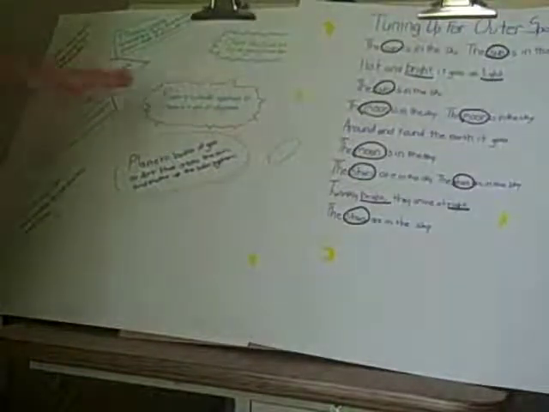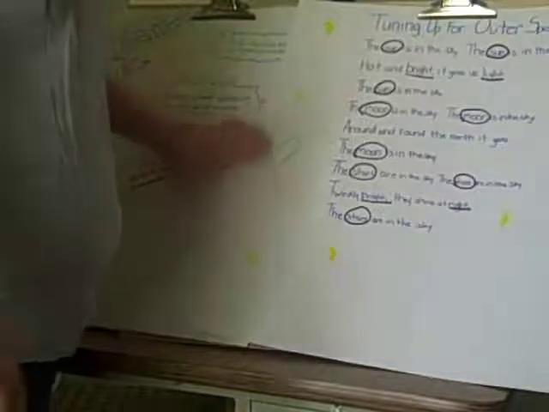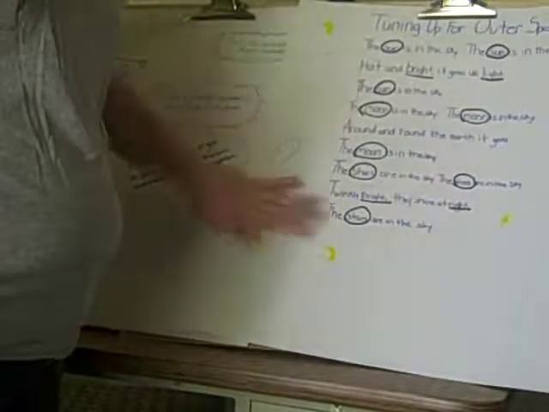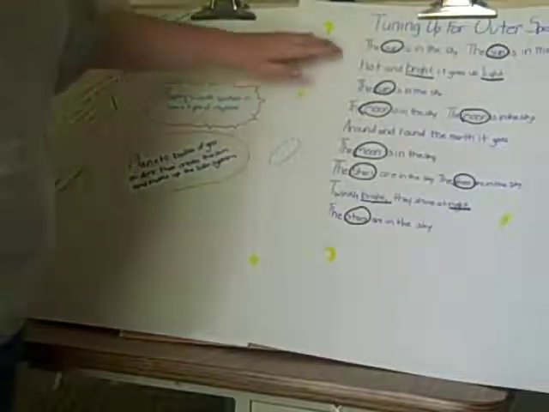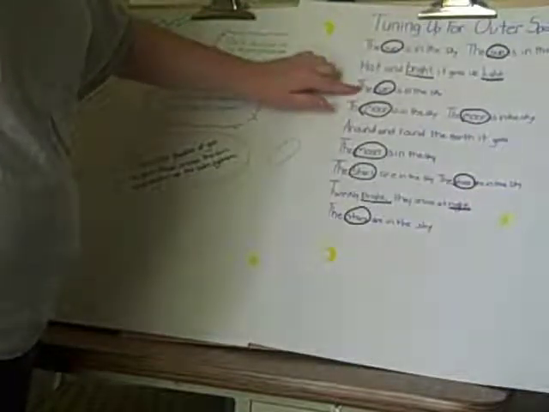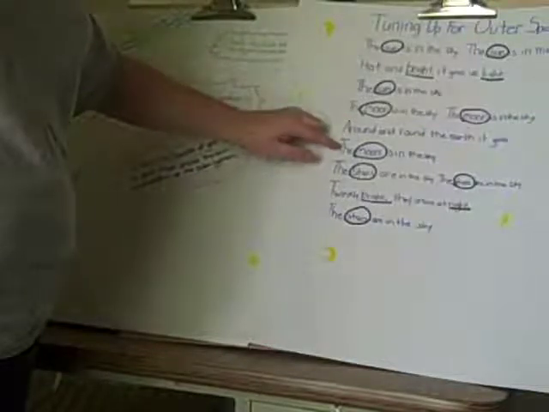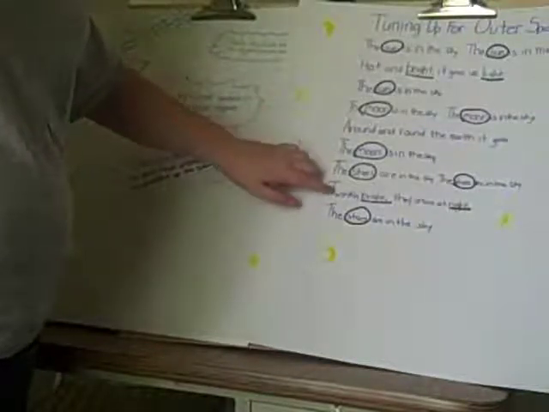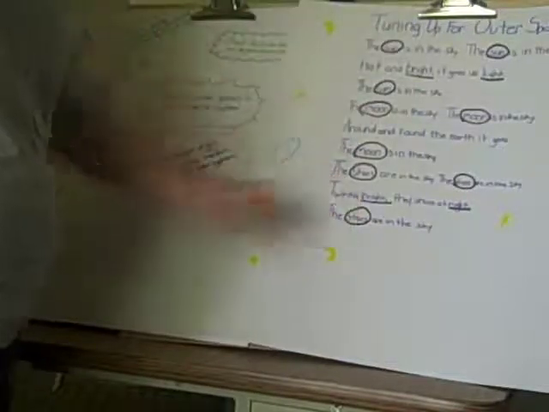Good. Now this is a poem. We talked about poems and how they're laid out. So let's look back and see that a verse is a line in a poem. So let's see how many verses we have in this poem. We have 1, 2, 3, 4, 5, 6, 7, 8, 9. There are 9 verses in this poem.